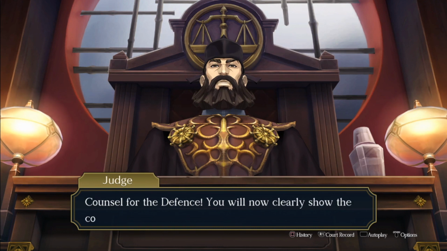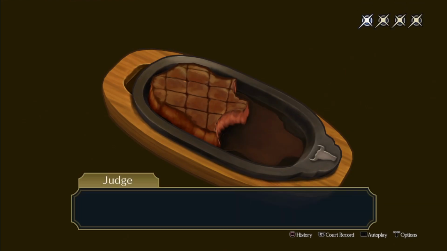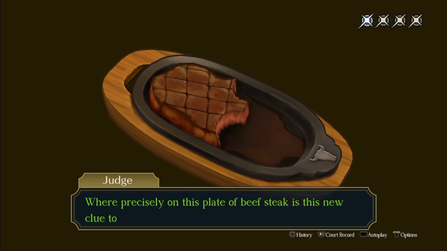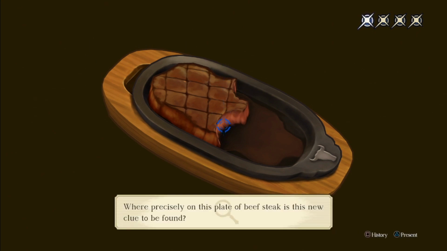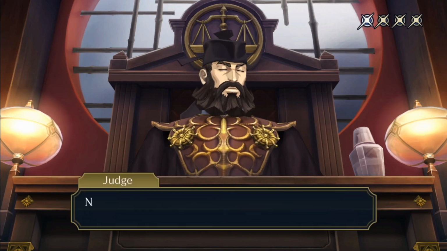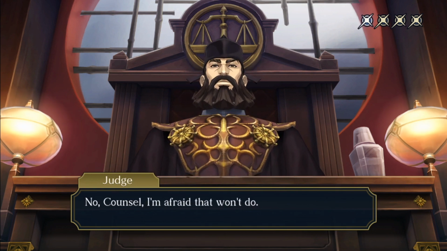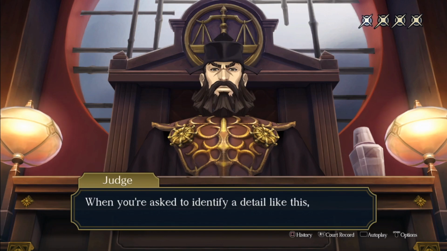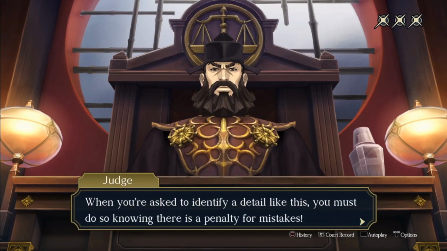Counsel for the defense, you will now clearly show the court to what you are alluding. Where precisely on this plate of beef steak is this new clue to be found? Somewhere around here. Got it! Got it? No? No, Counsel, I'm afraid that won't do. That was ambiguous at best. When you're asked to identify a detail like this, you must do so knowing there's a penalty for mistakes.